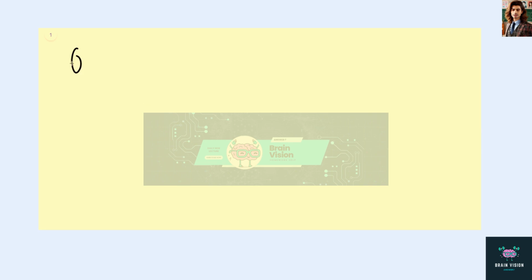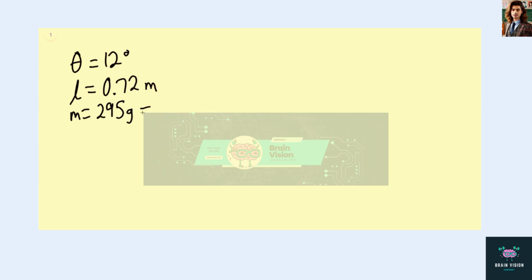So here we're trying to find the frequency, the maximum velocity, and the total amount of energy. We have a theta, which will equal 12 degrees. This is the initial angle of release of the pendulum. We have a length equaling 0.72 meters, and we have a mass of 295 grams, or we can say 0.295 kilograms.